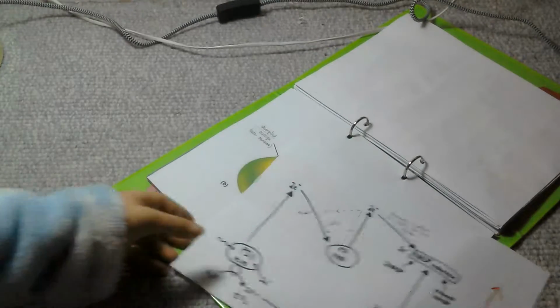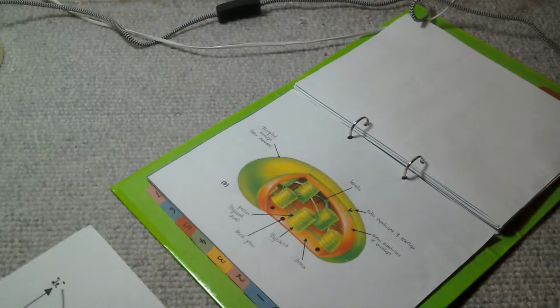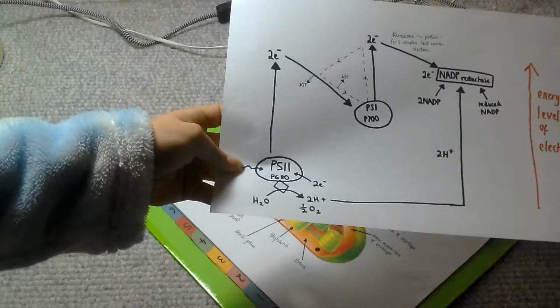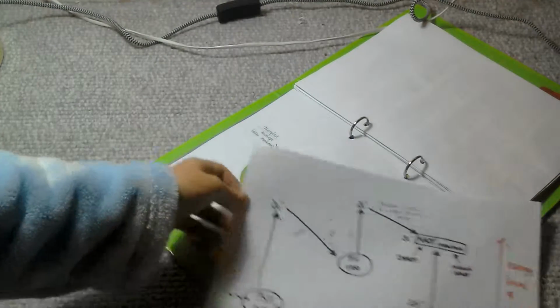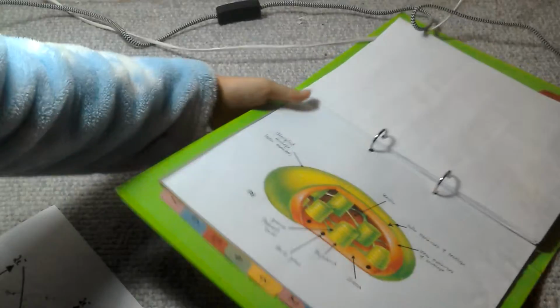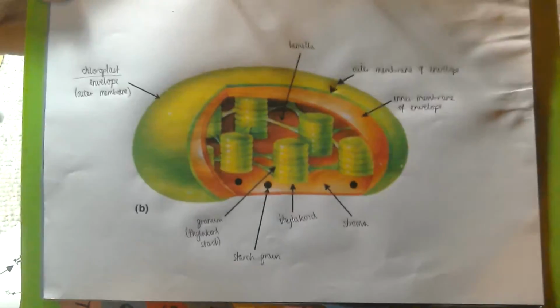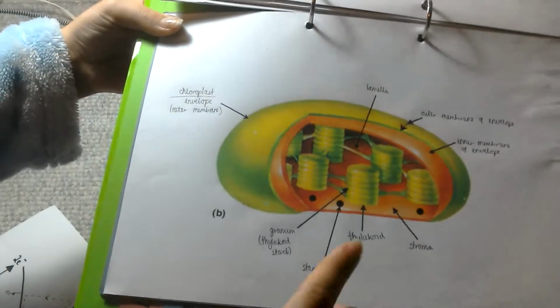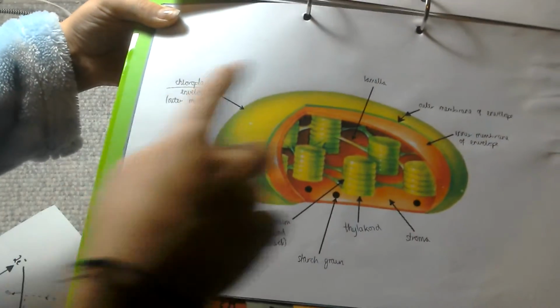Okay, so I'm going to explain the process of photosynthesis and the Z-scheme diagram. Firstly, this is a diagram of a chloroplast, which is in a plant cell, and this is where photosynthesis takes place. I don't know if you can see it. Yes, like that. Okay, so this is the structure of a chloroplast.